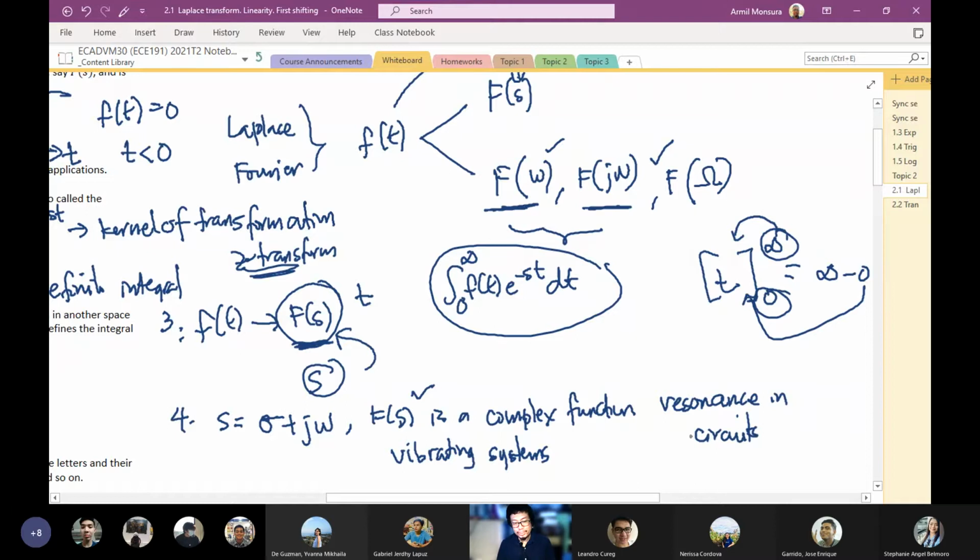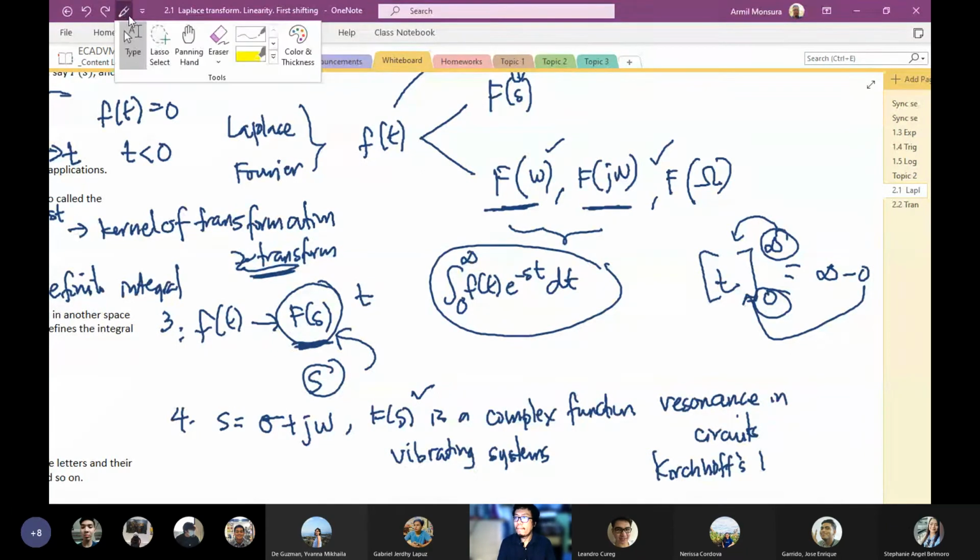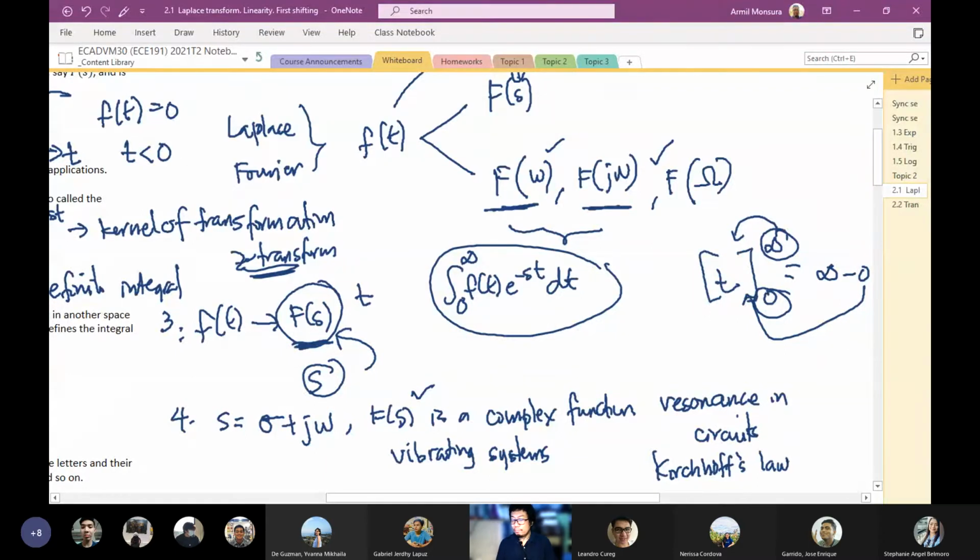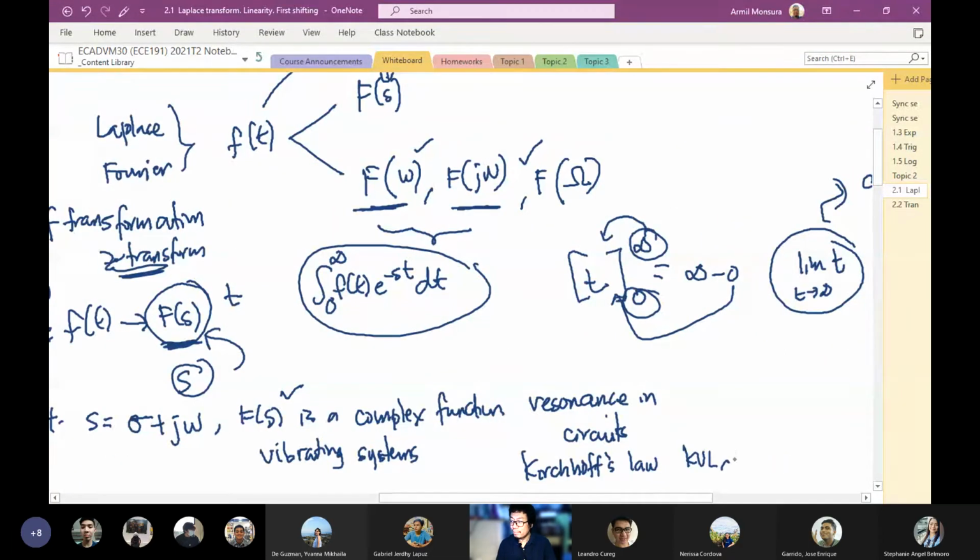But were you able to study Kirchhoff's law? Did you study this in circuits? So I'd assume you already know how to do KVL and KCL. Right? Are you familiar with the term mesh? And nodes? Are we familiar with those terms? Okay, good. Because our immediate application is circuits.